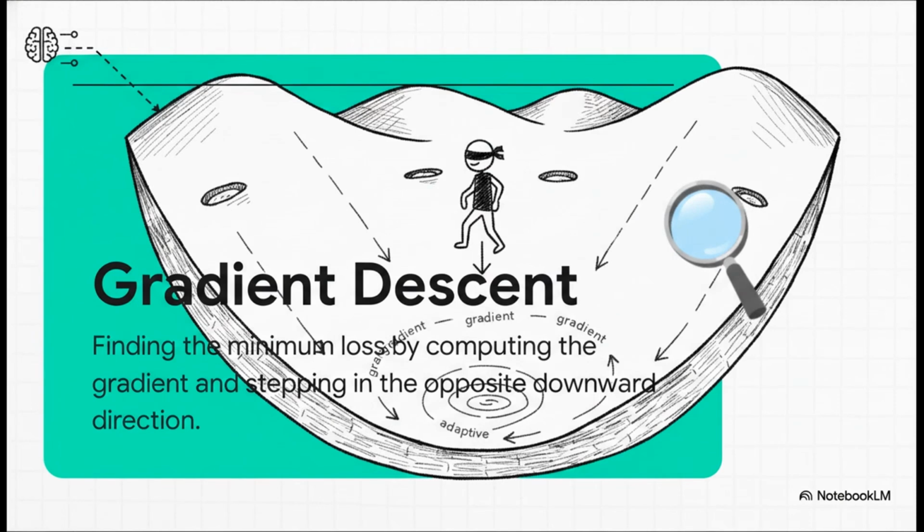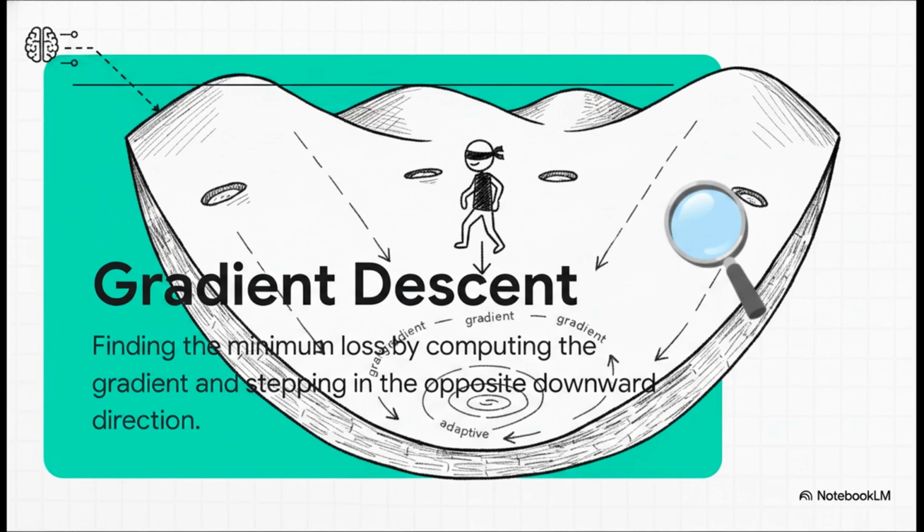To minimize that loss, we use a brilliant algorithm called gradient descent. Picture this. The loss landscape is like a massive hilly valley, and you are trying to walk down to the absolute lowest point at the bottom. But here's the catch. You're blindfolded in the pitch dark. How do you get to the bottom? Well, you feel the slope of the ground under your feet. That slope is the gradient, and you take a small step downward in the opposite direction of the slope. You just repeat that until you find the lowest error.